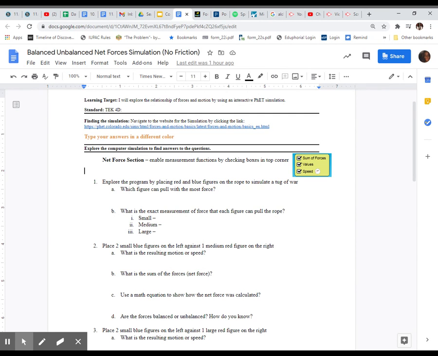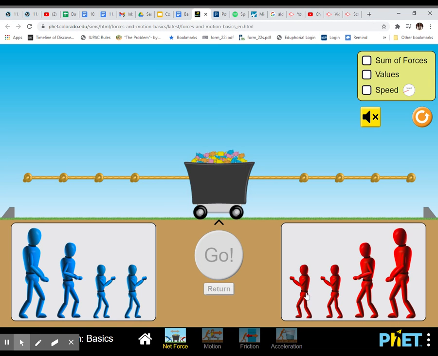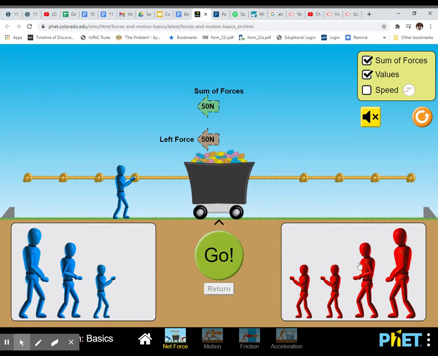So I'm just going to do number one, part A, and that's going to help you navigate for the rest of the activity. Okay. Oh, also it says to make sure the sum of forces is checked and the value of the forces. And you're going to see that once we start adding the little people. Okay. So here I have a little person. My blue person is to the left, and it has a force of 50. And the little person on the right, the same size, also has 50 newtons.